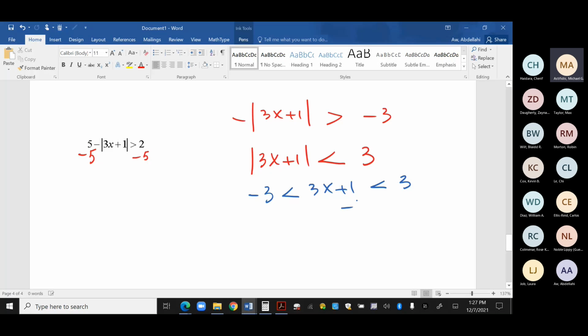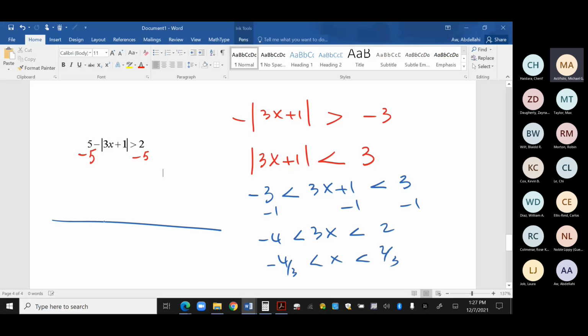So it's going to be minus 1, minus 1, minus 1. We get negative 4 less than 3x less than 2. And then we divide by 3, we get negative 4 thirds less than x less than 2 thirds. So basically, the less than or equal to case is always going to be the inner interval, the one in the middle. This is open now because we don't have equal.